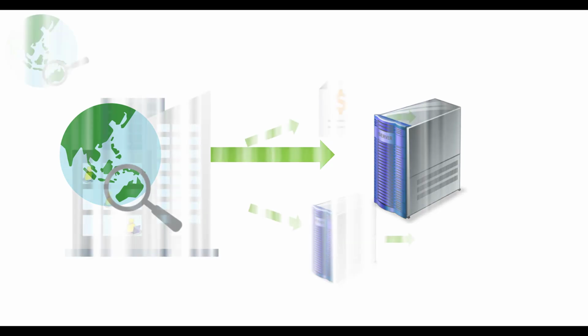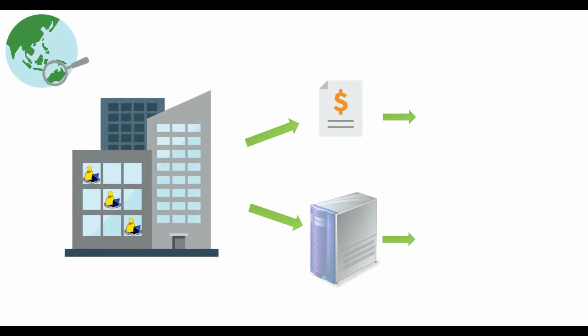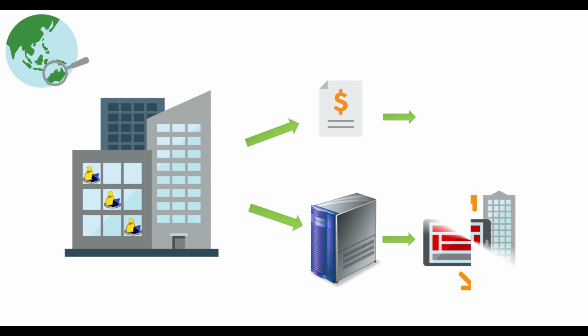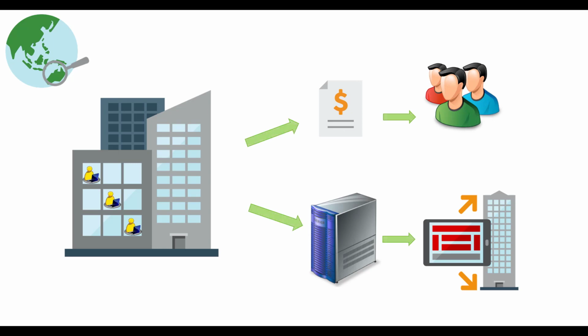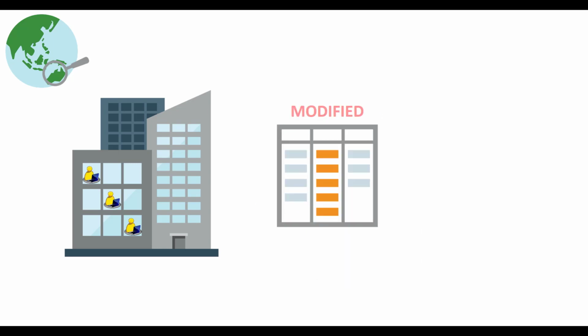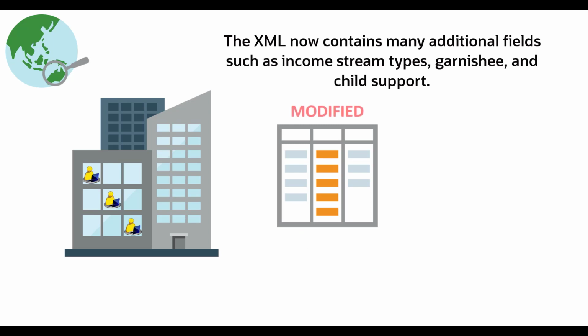With STP, businesses need to report payments such as salaries and wages, pay-as-you-go withholding, and superannuation electronically to the Australian Taxation Office at the same time as making payments to the employees. STP Phase 2 has modified the format and content of the original reporting XML.